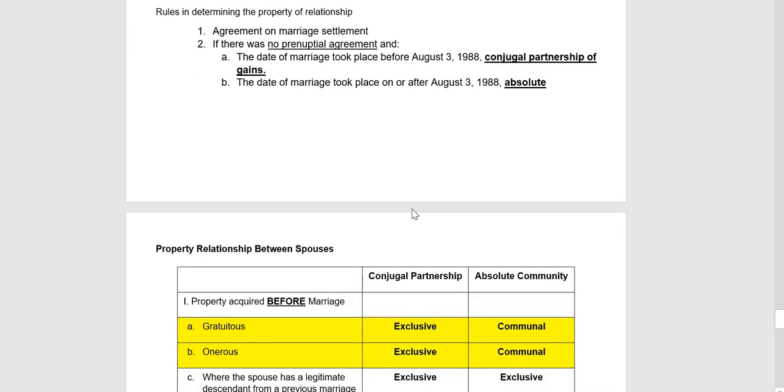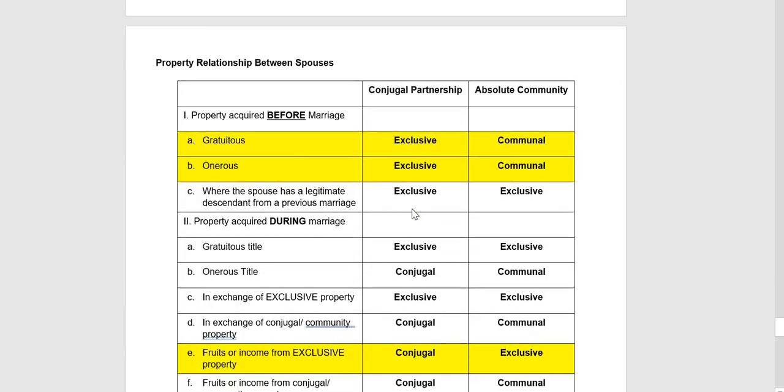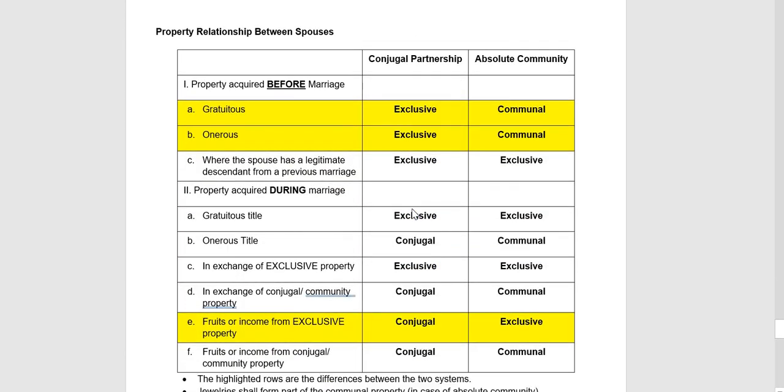So, this is actually a summary of the property relationship between the spouses, of what are to be included in exclusive property and conjugal property. As a rule, under conjugal partnership of gains, the exclusive property you owned before marriage will still be part of your exclusive property when you get married.